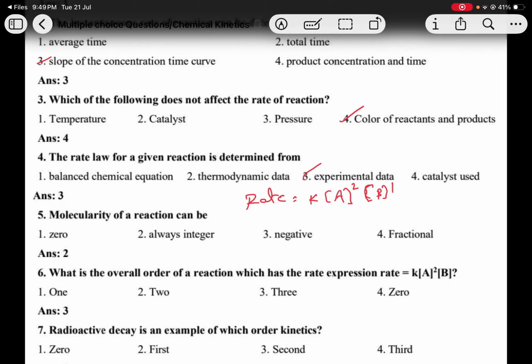Next, fifth one, molecularity of a reaction can be. Molecularity means the number of reacting species present in an elementary reaction. It can never be 0. It is always an integer. It can never be negative. It can never be fractional. So option 2 is the correct one.